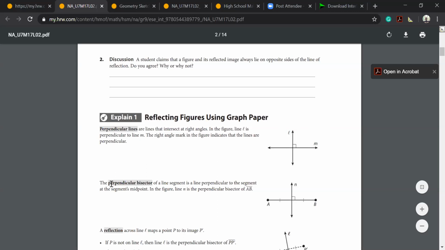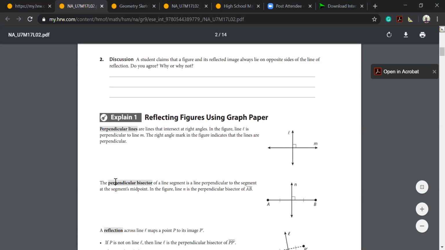What about the word perpendicular bisector? I told you before, bisect means what? Bisect means when I have two lines like this and they bisect each other into two equal parts. In a perpendicular bisector, when N bisects AB into two equal parts, which means that this side is equal to this side. This is called bisecting.